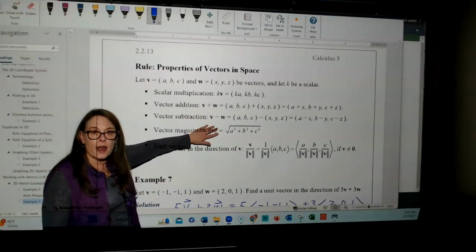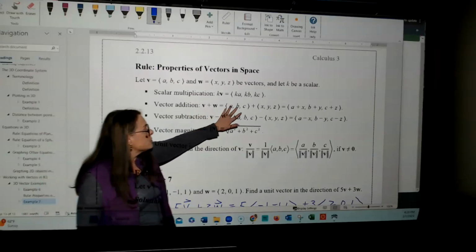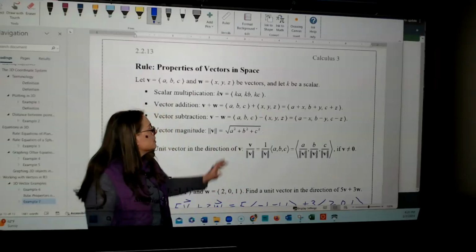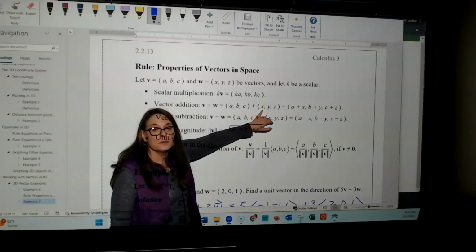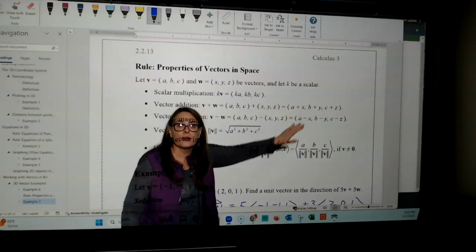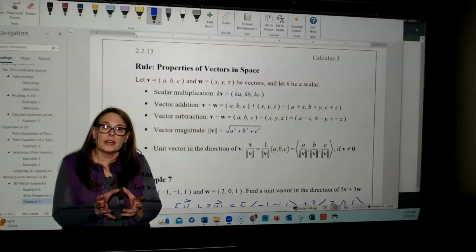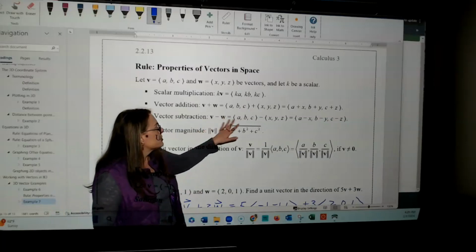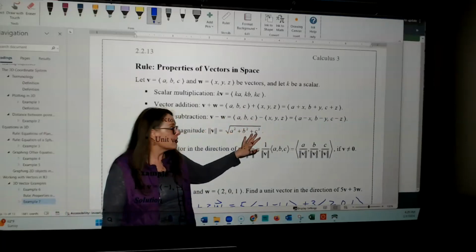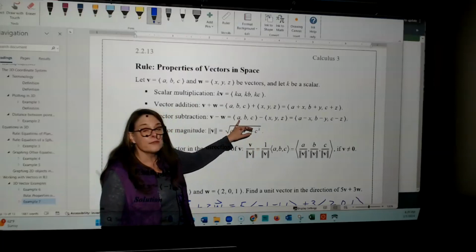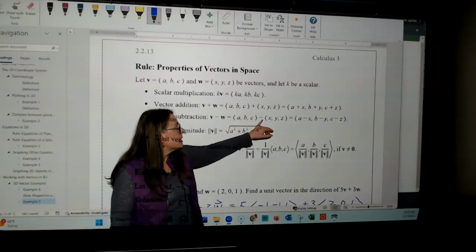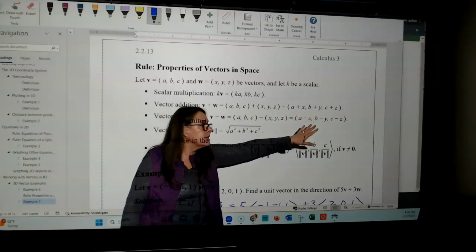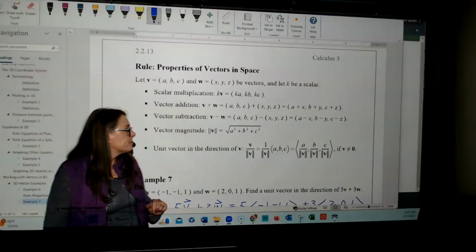To add or subtract vectors, I add or subtract the corresponding components in the same position. So to add, I would take the components in position 1 and add them together to become position 1 in the new vector v plus w. And if I'm doing subtraction, the order does matter. You want to make sure that you do the first one, which is the positive one, minus the second one. So a minus x, b minus y, c minus z.